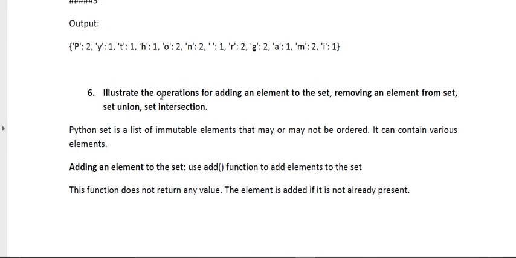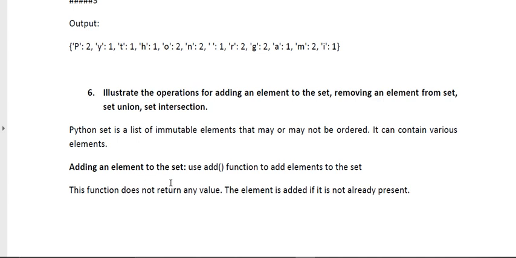Coming to the next question: illustrate the operations for adding an element to the set, removing an element from the set, set union and set intersection. So first, explain what a set is. Basically, a set is a collection of immutable elements that may or may not be ordered. It can contain various elements.